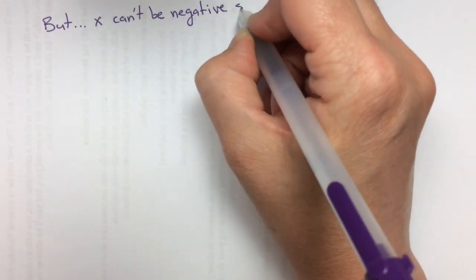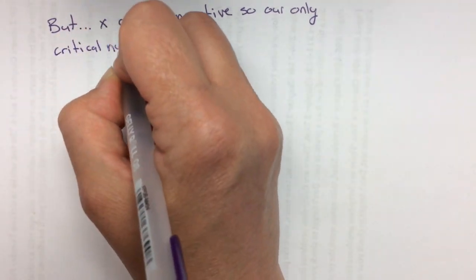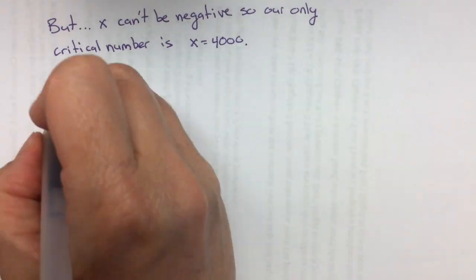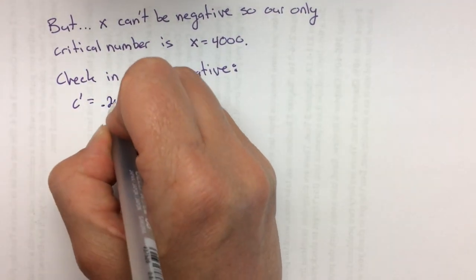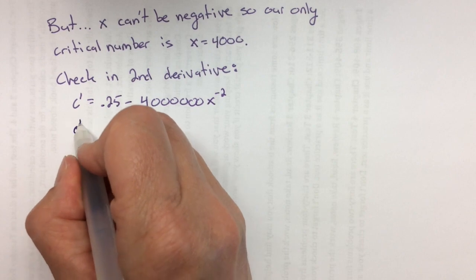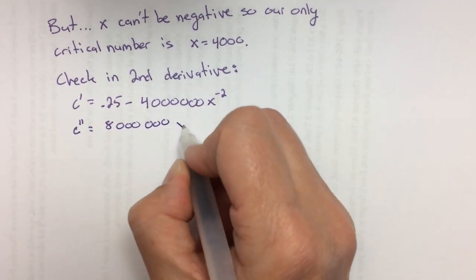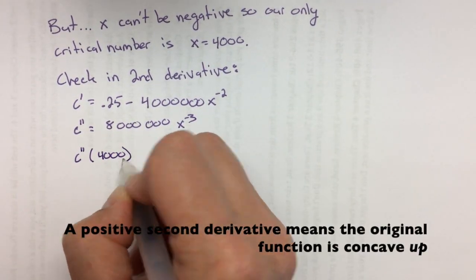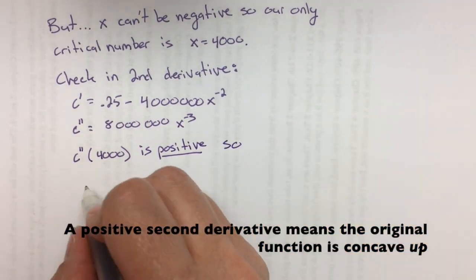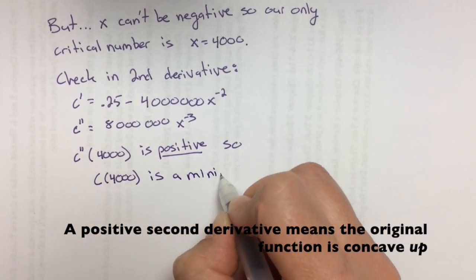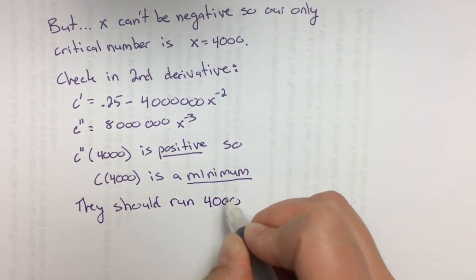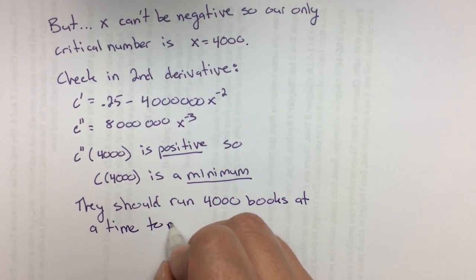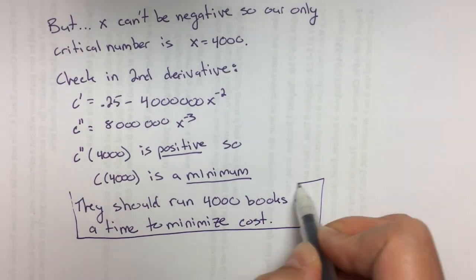Of course, we can't print negative 4,000 comic books per run, so our only critical number is 4,000. Now we're going to check that in the second derivative, which means we have to find the second derivative. The second derivative will turn out to be 8 million x to the minus 3. Plug in 4,000 and we get a positive number out, which tells us that 4,000 gives us the absolute minimum cost. So they need to run 4,000 books at a time in order to minimize their total costs.